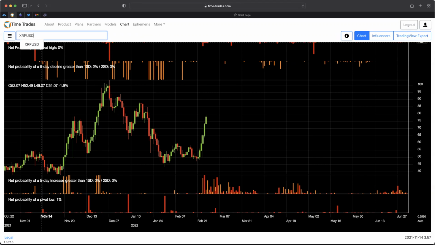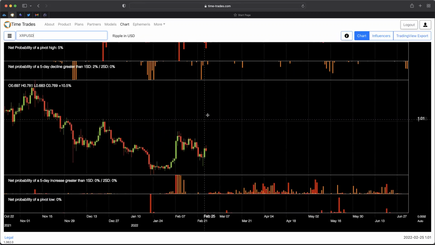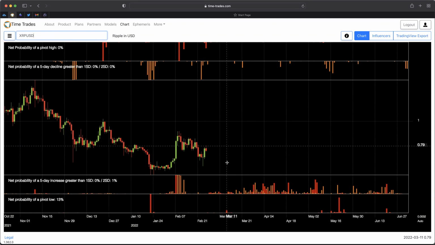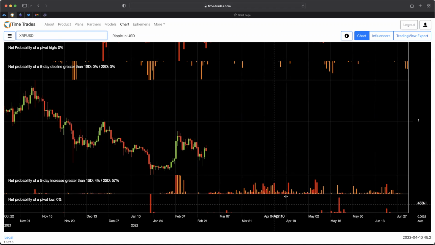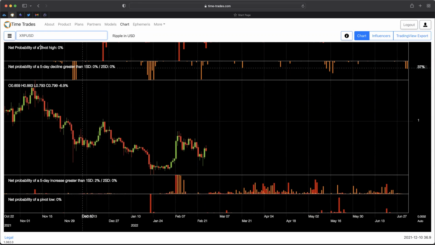And another one that caught my eye here is Ripple. There's nothing really interesting in the short term on Ripple, but after March 11th and this small probability pivot low, there's quite a change in tone in Ripple, and there's an extended period of 1 and 2 standard deviation up moves in the forecast. So again, that looks like another candidate for a strong move up.